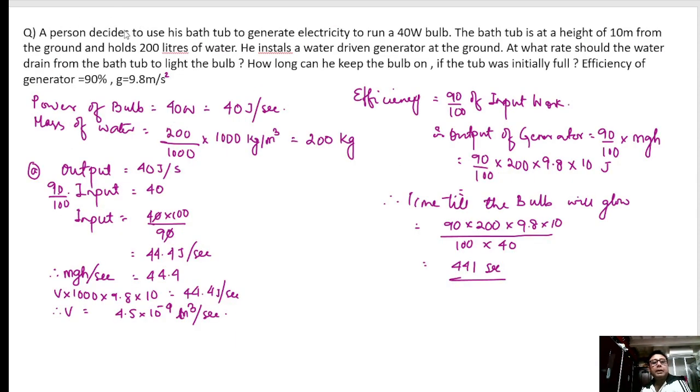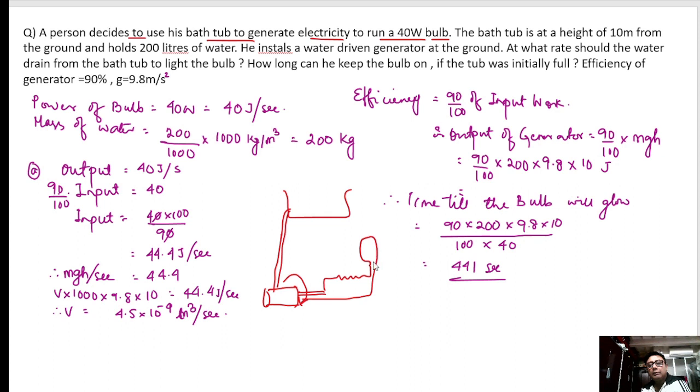Next, a person decides to use his bathtub to generate electricity to run a bulb. Okay, so suppose this is a bathtub. From here the water will come out and fall on the generator. The generator will start turning. It will give us current, through which an electric bulb will be lighted.